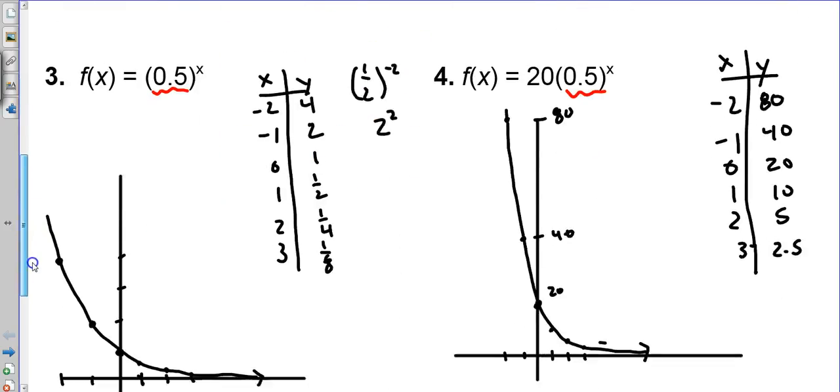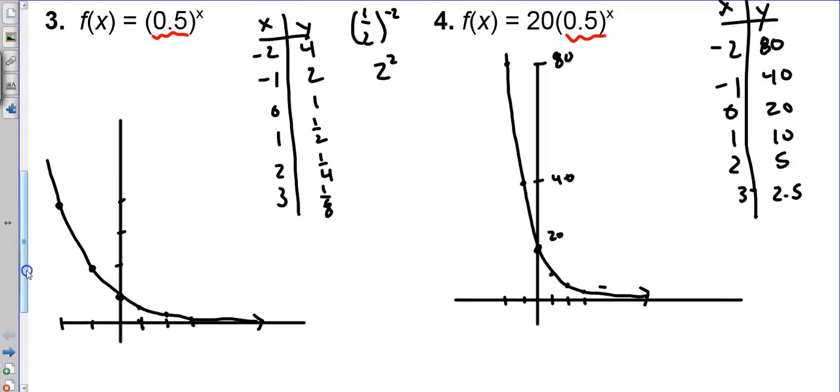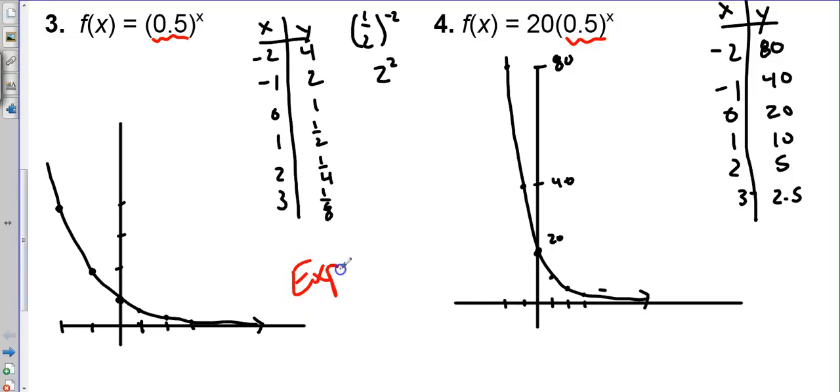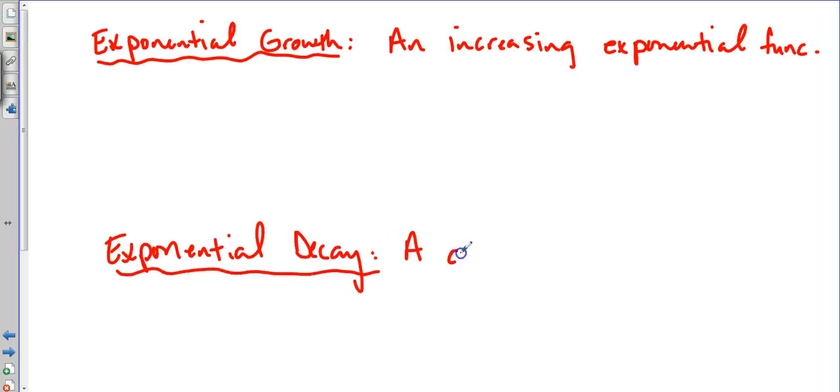We go down here. These two functions are decreasing. So as we plug in greater and greater values for x, we're getting a decreasing function, or our output is decreasing from left to right. And so we would call these exponential decay. All right, so let me throw that little definition over here. So exponential decay is a decreasing exponential function.